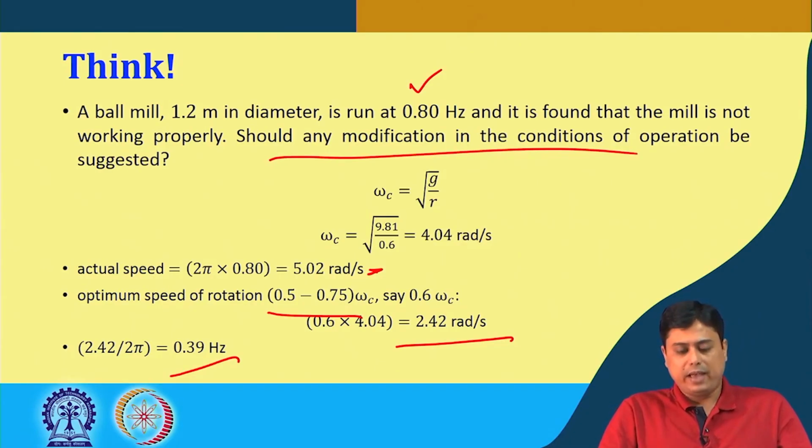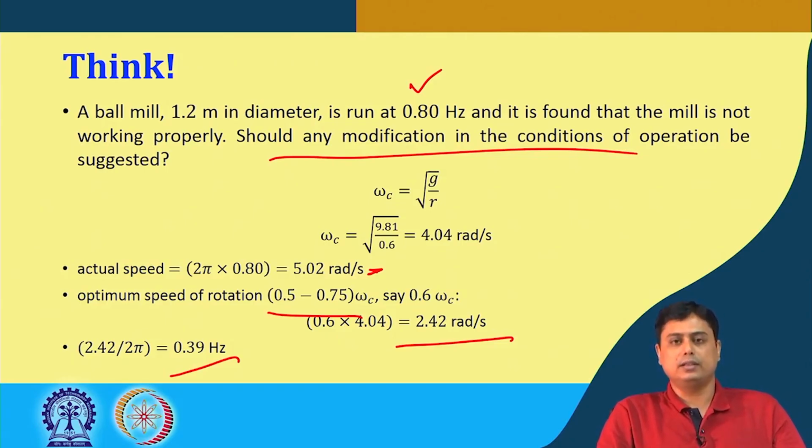So, which means we have seen today different types of equipment based on the stressing mechanism, and particularly we had focused on the ball mill because of its popularity. We have seen what is the critical speed of a ball mill, why it is advantageous, why it has widespread application, and how the optimum speed can be obtained from this critical speed.